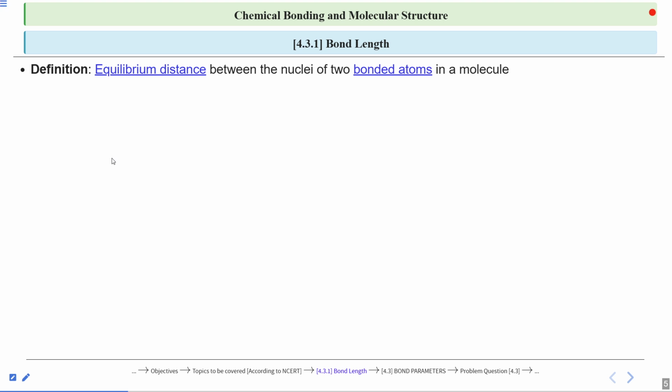First of all, we will deal with what is bond length. If I give you a very simple definition of bond length, then it is the distance between the nuclei of 2 bonded atoms in a molecule. Remember, you have to consider the distance in the bonded state. How?